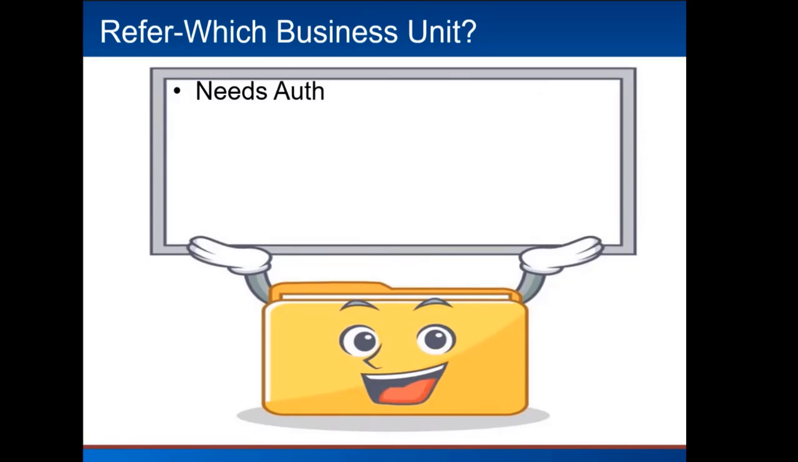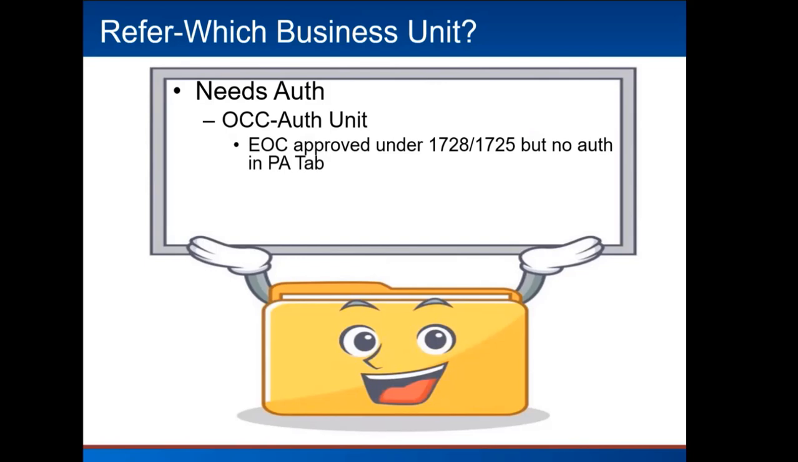In some cases, the event has been approved, but we are unable to locate an authorization. If we locate an approval decision, but no authorization can be found, we refer the ambulance claim to the OCC Auth Unit Business Unit. Remember, the template again, that data needs to reference the entire event. In these instances, we found the approval, but there was no auth listed in the PA tab. There was no auth listed in the claim notes.